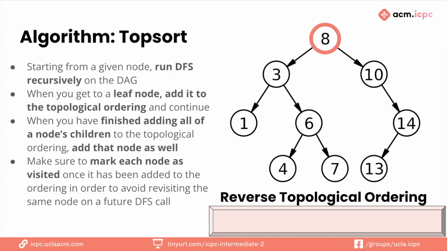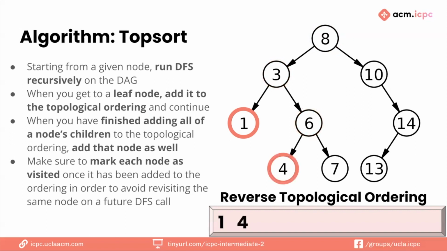So let's say we're given node 8 and we start from 8. Just like in DFS, we go along one of the branches. Let's say we go towards the left branch. We go to node 3 and to node 1. Well, now node 1 is a leaf node, so we add it to our topological ordering. We backtrack to node 3, continue to a different branch, go to node 6 and all the way to node 4, just like in DFS.